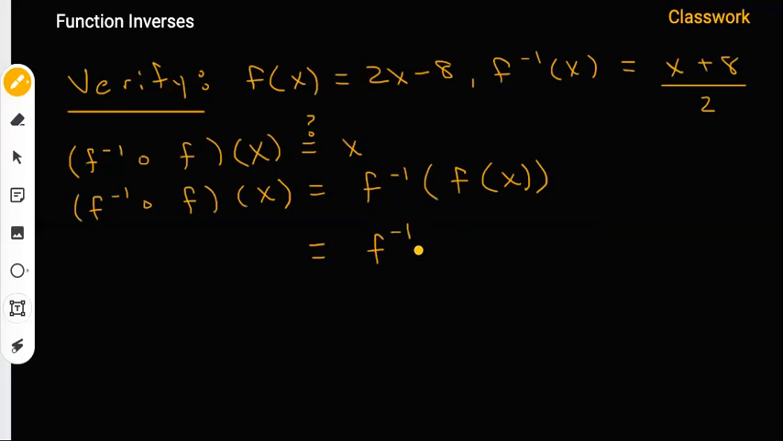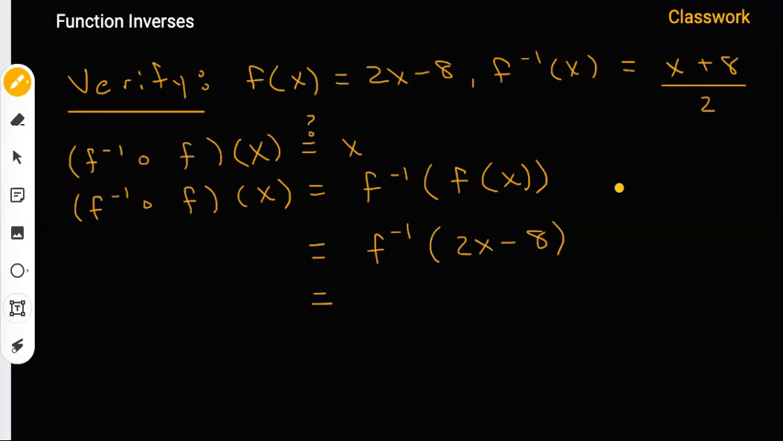So I'm still going to have f inverse, and inside here, I'm going to have f of x. Well, what is f of x? It's up here, right? 2x minus 8. So I'm going to replace the inside with 2x minus 8 and see what happens. So now what I have is f inverse of 2x minus 8.